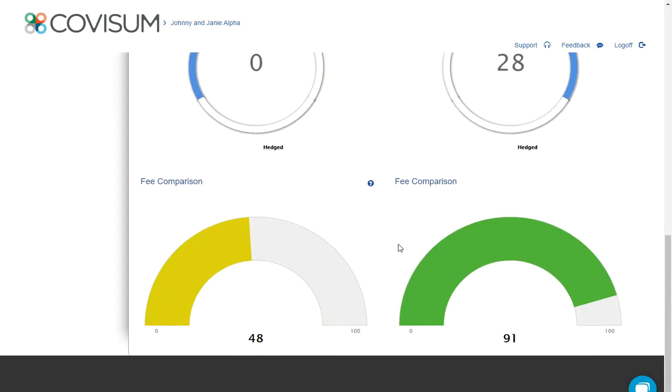Now, finally, when we scroll down to the fee comparison, we can see that the proposed portfolio is well into the green. It's primarily exchange-traded funds with low internal expenses, so it is actually more fee efficient than 91% of the other holdings that could have been used to construct that portfolio.